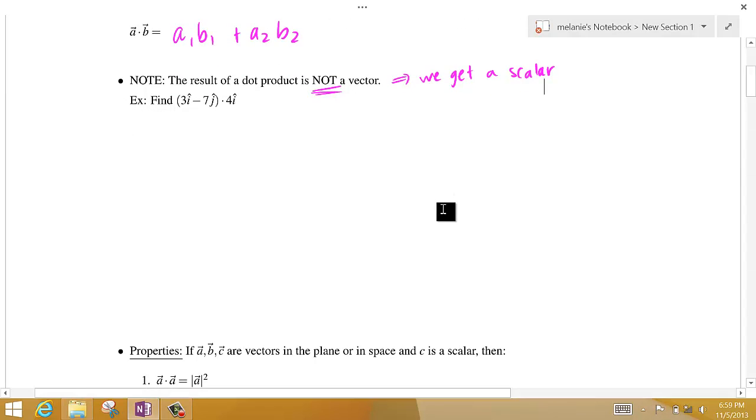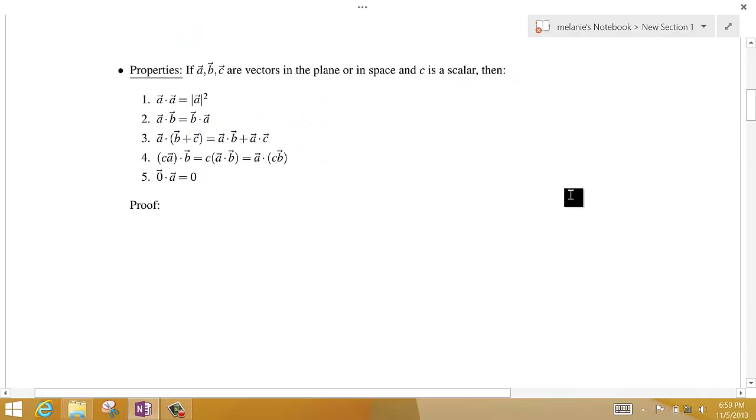So let's actually try an example. Find this dot product. We have 3i minus 7j dotted with 4i. Now remember that if I write i's and j's, those are unit vectors. That's my linear combination of my standard basis vectors. So I can rewrite this first vector in terms of its components. So 3i minus 7j becomes 3 and negative 7. And I'm dotting it with the vector 4i, which means I get 4 comma 0. To do the dot product, I take the two x components, 3 times 4, plus negative 7 times 0, and I get 12.